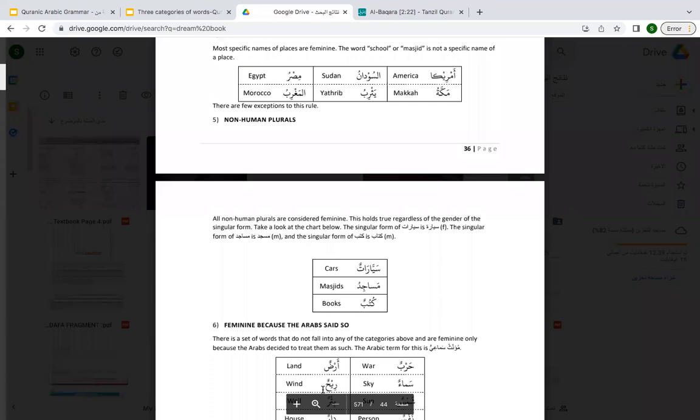So today, the take-home point everyone is going to leave with is that all non-human plurals are going to be considered feminine, regardless of the gender of the singular form. For example, masjid is masculine, but masajid is going to be treated as feminine. Kitab is masculine, but kutub in Quran is going to be treated as feminine. Okay.